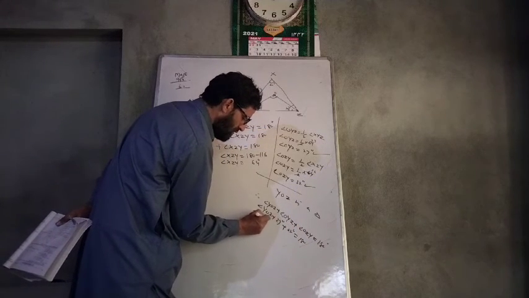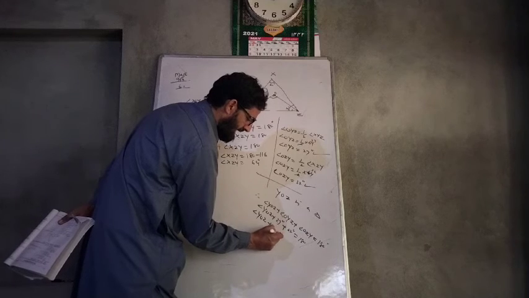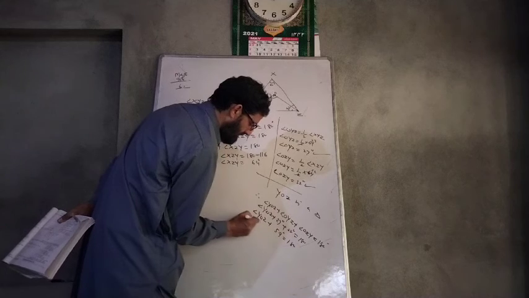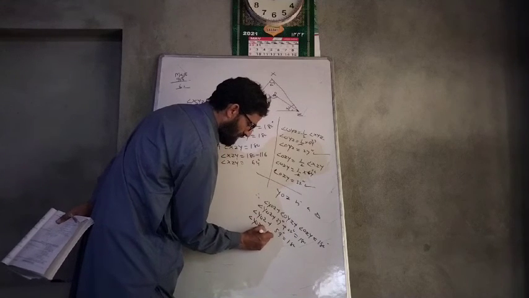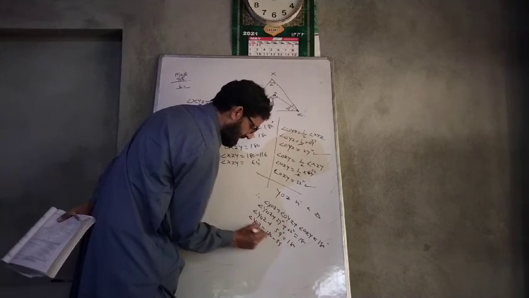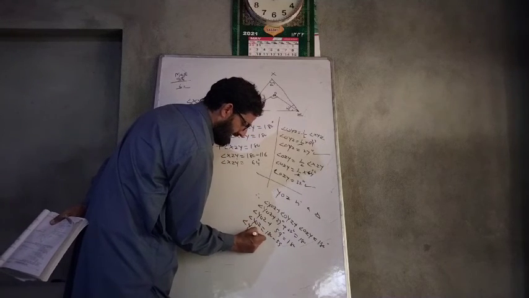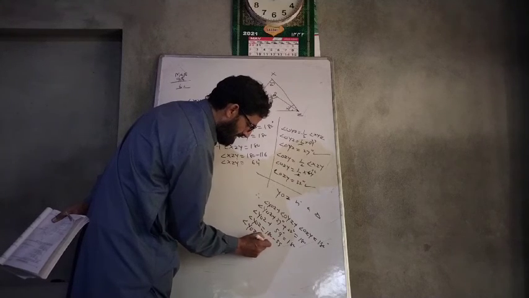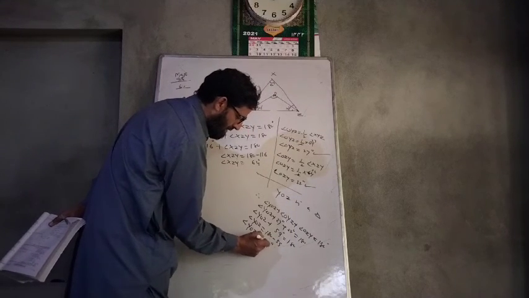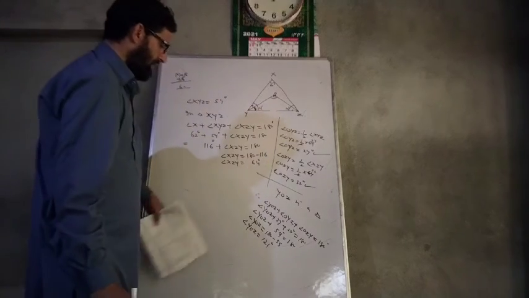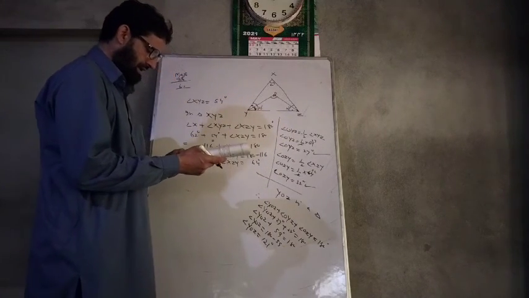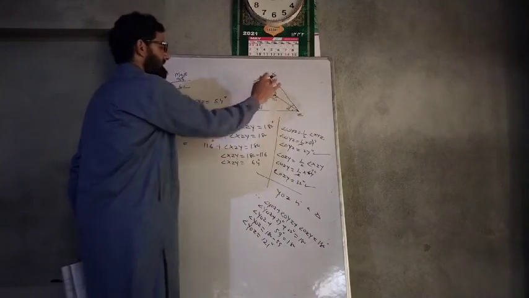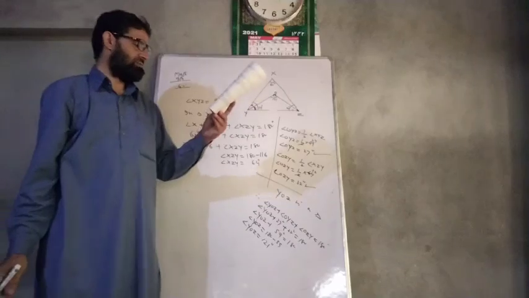So angle YOZ plus 59 degrees is equal to 180. Angle YOZ is equal to 180 minus 59 degrees. So angle YOZ is equal to 121 degrees. 121 degrees is the measure of this angle. This is how it goes. This was question number 2.